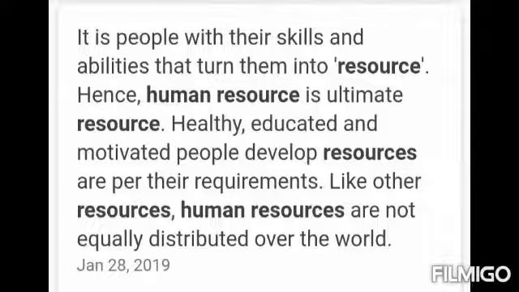It is health and education that make people resources. Healthy, educated, motivated people develop the other resources.